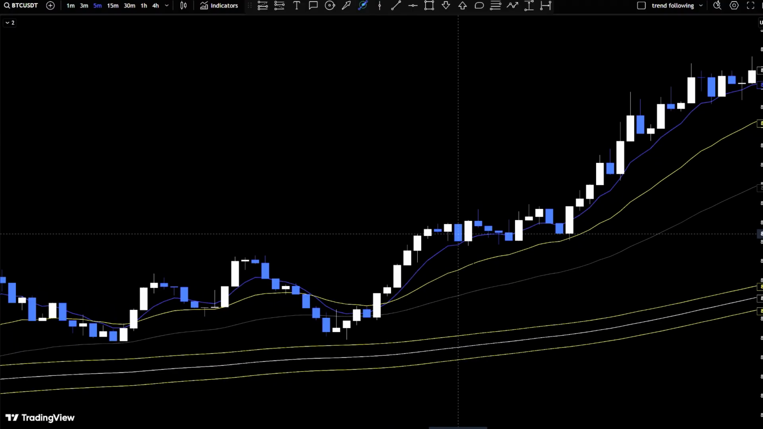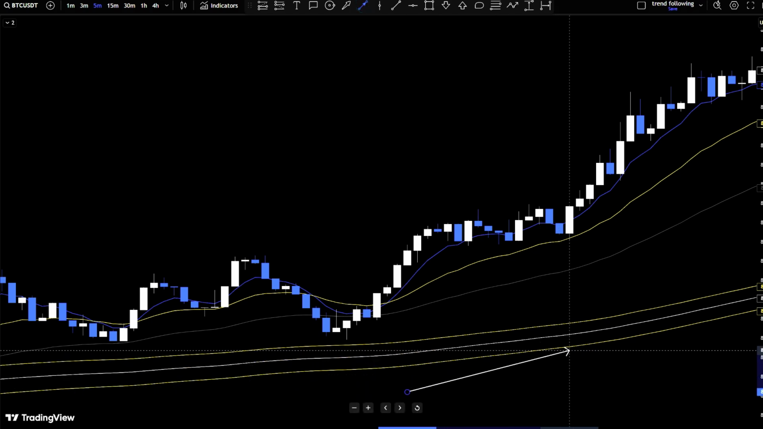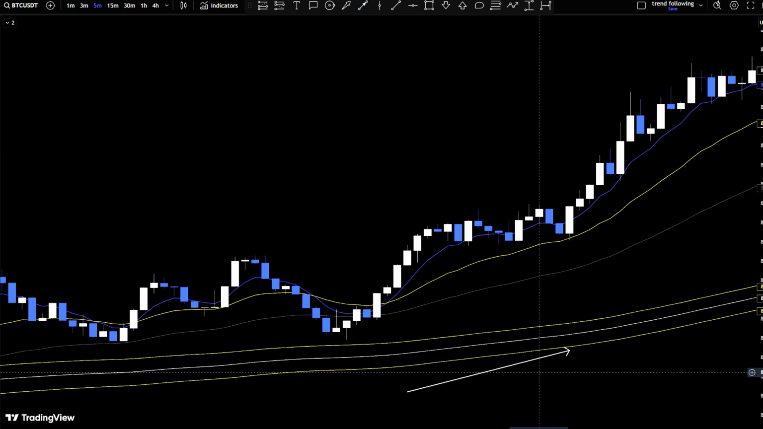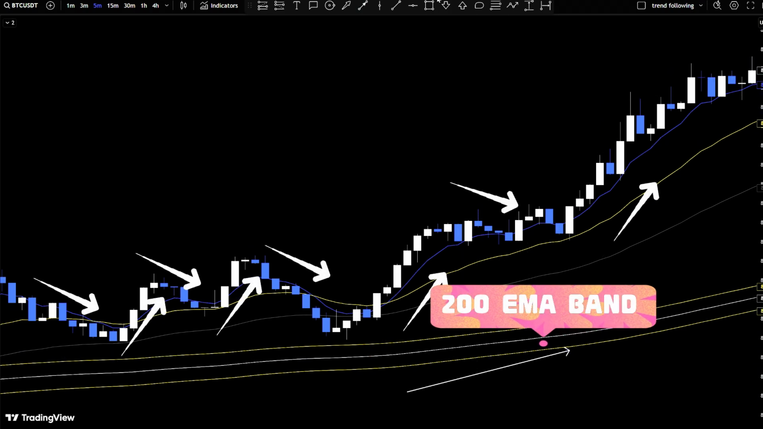Alright, so let's break down this chart. First thing you notice, you're clearly in an uptrend. And you can see the price is holding nicely above the big 200 EMA band. That's our baseline. Uptrend confirmed.